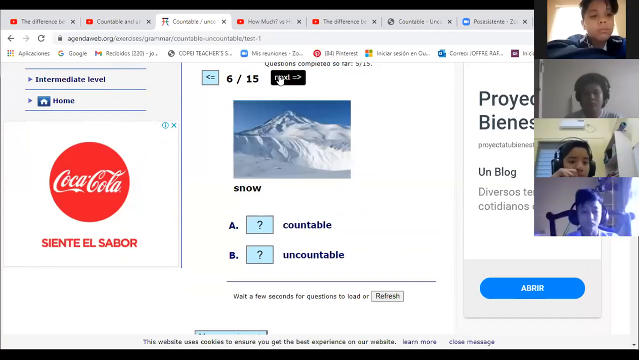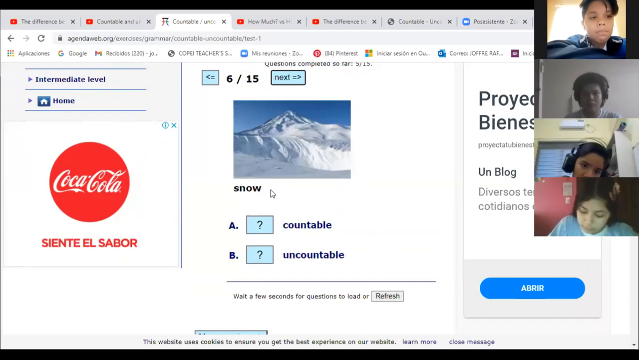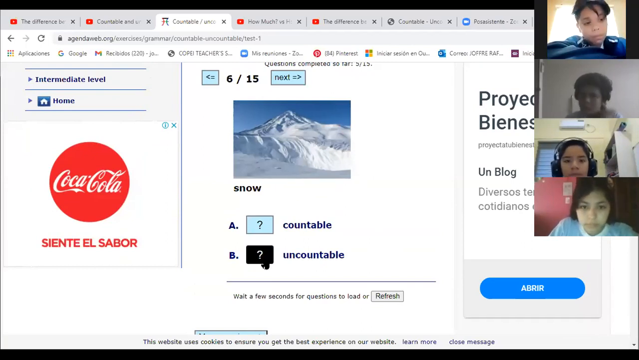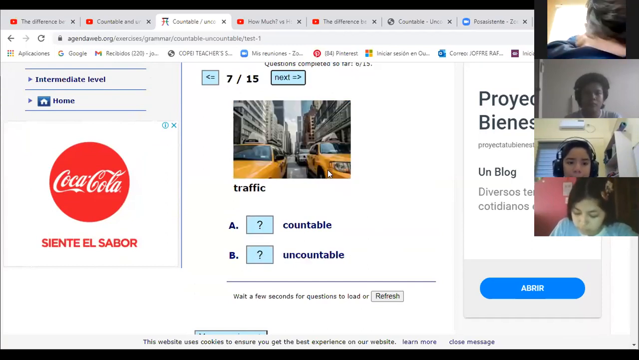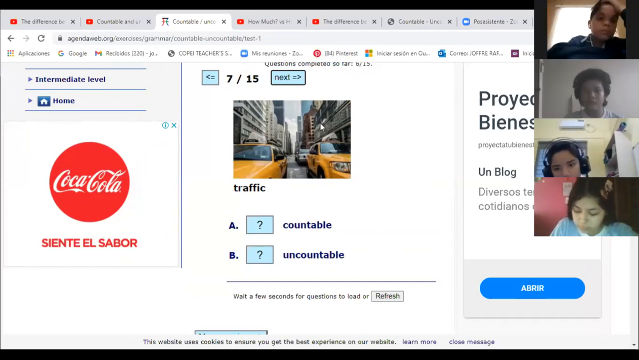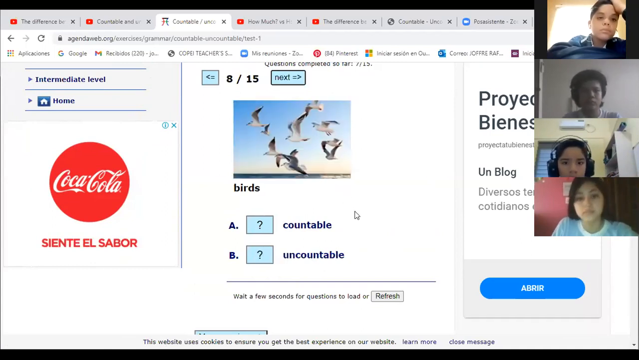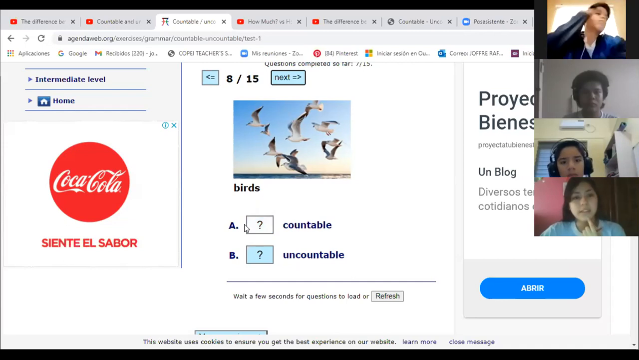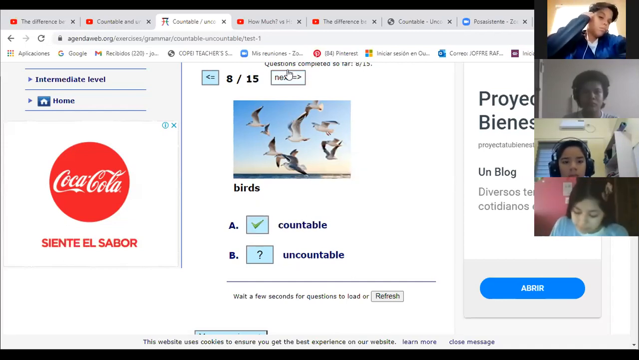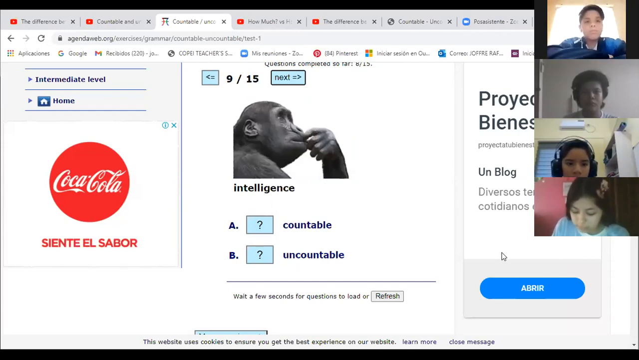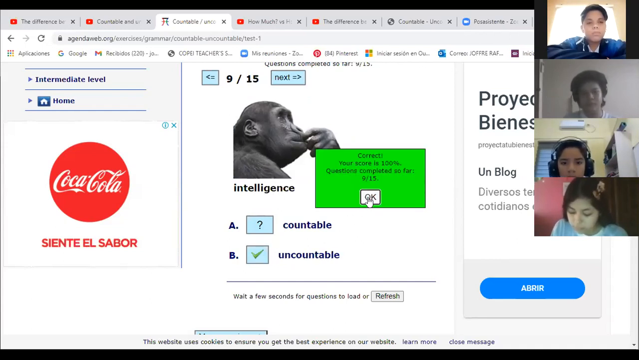Fausto Torres? Snow, countable or uncountable? Uncountable, excellent. Next, Mr. Carlos Arriola. Traffic, countable or uncountable? Uncountable. Okay, very good. Natalie Diaz, birds, countable or uncountable? Countable, exactly. No problem. The last one, only intelligence. Mr. Arriola, intelligence, not a monkey, it's intelligence. Countable or uncountable? Uncountable. Very good. Excellent. Congratulations.